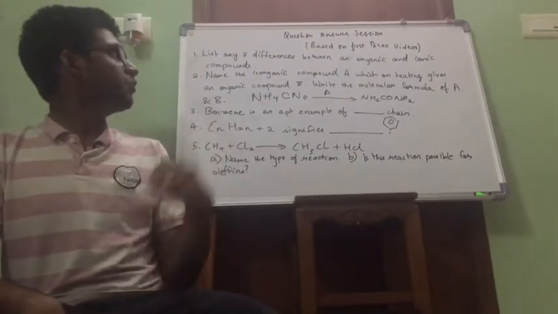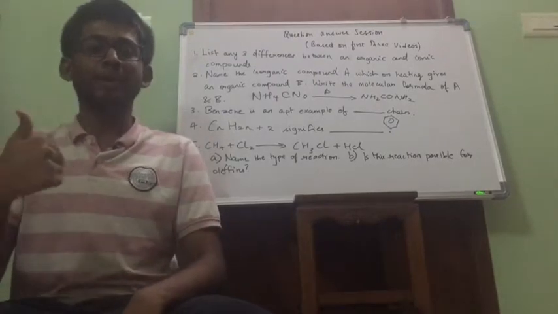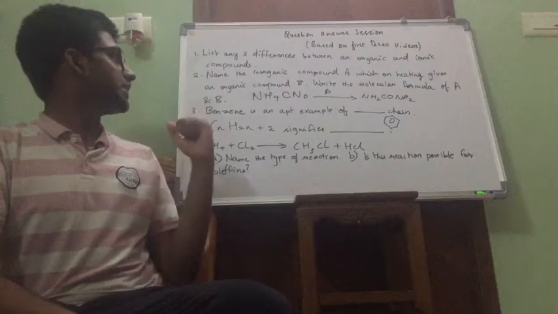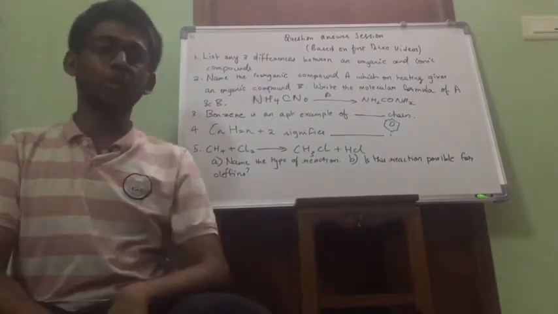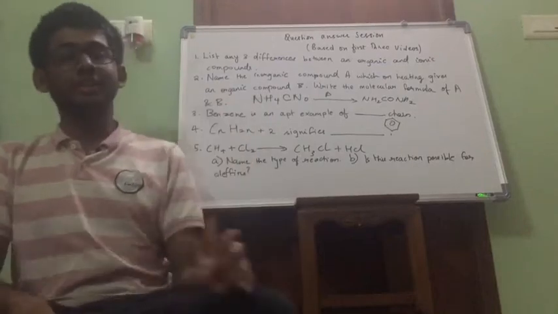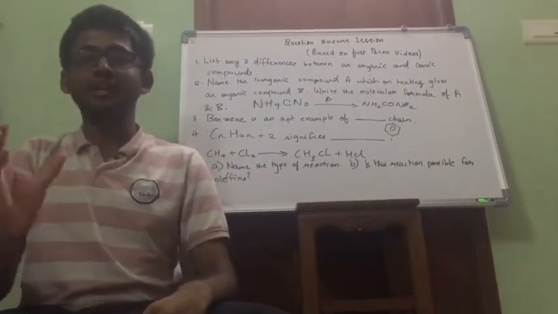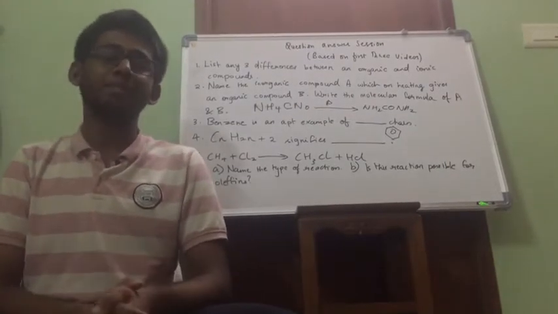So now we're going to do a few questions based on the previous few videos which I posted. We'll just go one by one, and then I'll give the answers also for that. The first question says, list any three differences between an organic and an ionic compound. Since they have said three differences, you should choose three such points such that the difference is very clear without any exceptions. So the first difference is nothing but isomerism.